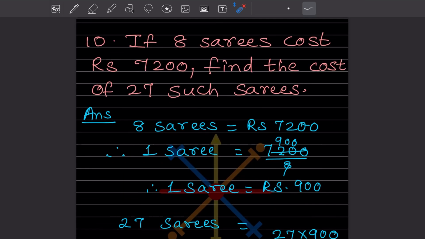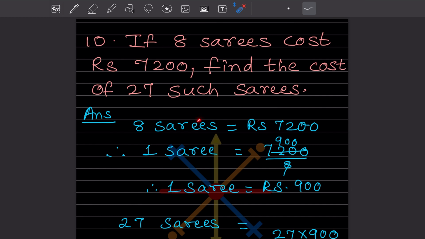Now here, if 8 sarees cost rupees 7,200, find the cost of 27 such sarees. Whenever you have such type of questions, you don't have to directly find the cost of 27. First you have to find the cost of one. That is called the unitary method. That also we have done in the previous one. You can check the definition in the previous video. So don't skip any videos.